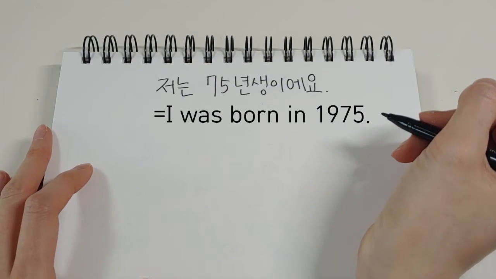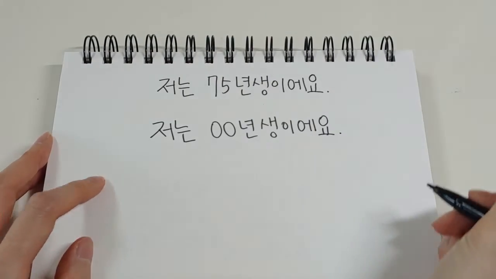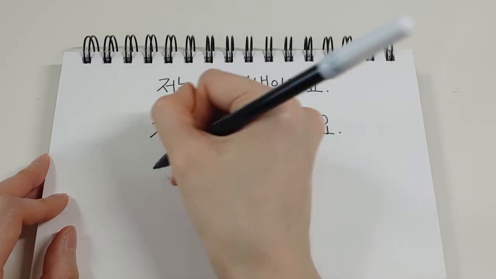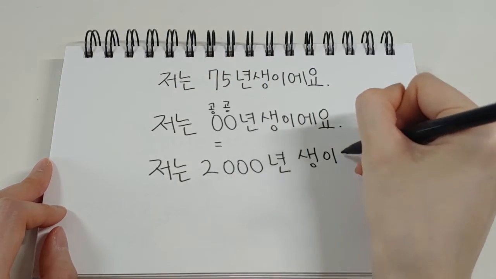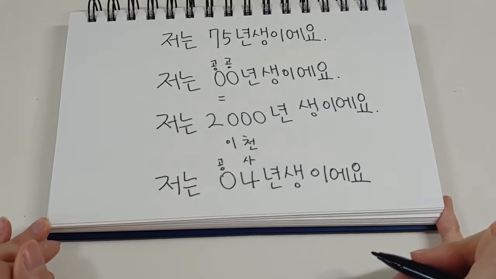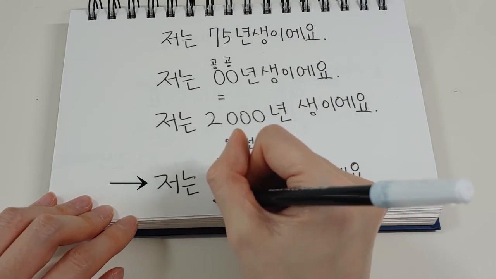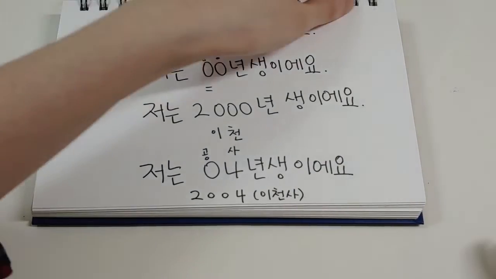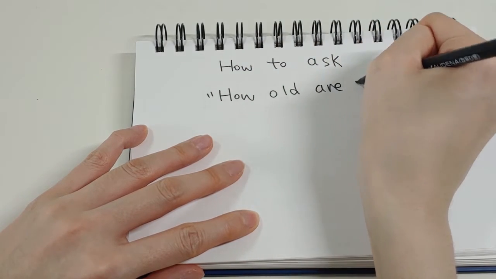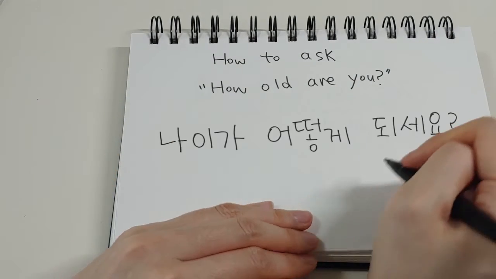저는 75년생이에요. 저는 00년생이에요. Or you can also say 저는 2000년생이에요. In this case, 저는 04년생이에요. 저는 2004년생이에요.